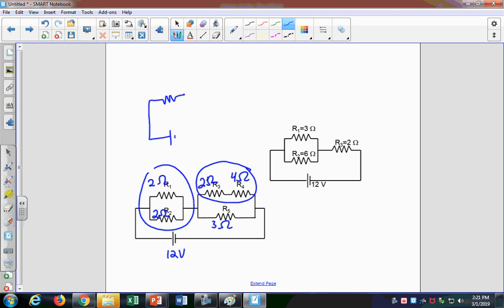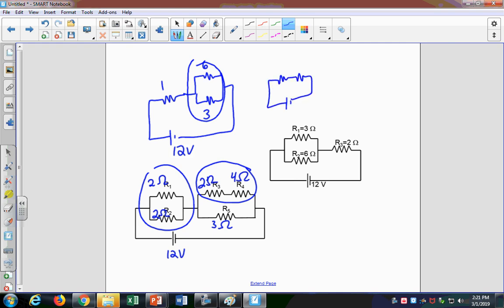A 2 and 2 in parallel, that's a 1 over a half plus a half is 1, right? And then I have 2 plus 4 is 6. And then this is 3. And then this is 12 volts. And then I'll do this part, which of course is 2 ohms. So I have a 1 and a 2, 1 ohm, 2 ohms, and 12 volts. And let's just do it the hard way, although we could look at how the voltages are distributed. This is 3 ohms with 12 volts.